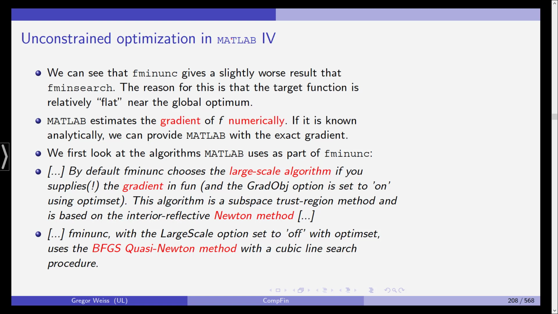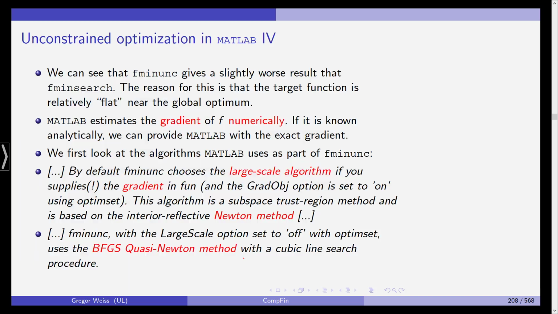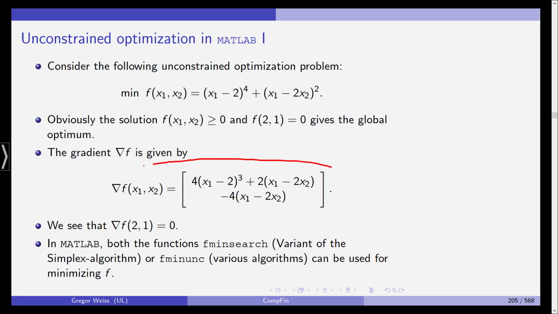So if we look at the algorithm, it says by default fminunc chooses the large-scale algorithm if you supply the gradient in fun, and this algorithm is a subspace trust region method and is based on the interior-reflective version of the Newton method. There's a typo in the documentation here. If we now change it, one can also use the BFGS quasi-Newton method, which is better. So let's do this and actually supply the gradient. We do have the analytical gradient here. So let's supply Matlab with the analytical gradient.